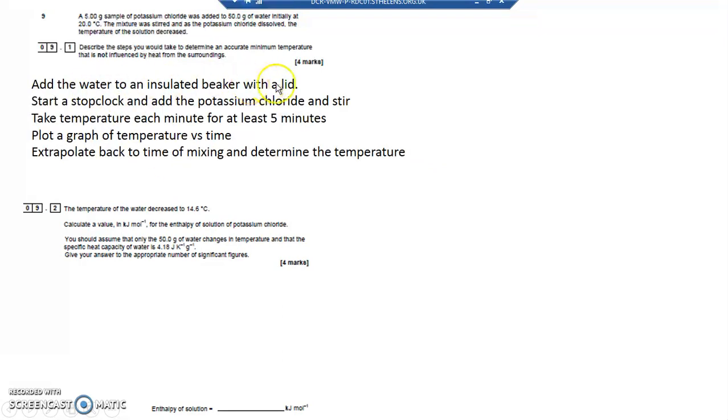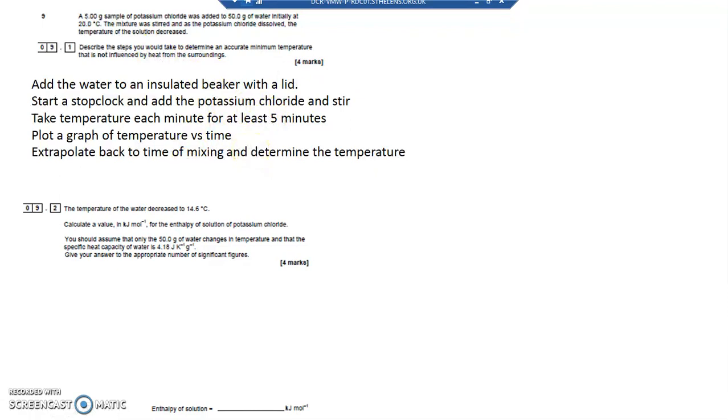You add the water to the insulated beaker with a lid, and you start the stop clock, add the potassium chloride and stir. So you don't need to work out the initial temperature. Take the temperature each minute for 5 minutes. Plot a graph of temperature versus time, and then extrapolate your line back to see where it hits the time when you added the potassium chloride. And then just take that temperature. So you're not even asked to work out the temperature change, so work out the new temperature, take away 20 degrees C. All you're asked to do is extrapolate the line back and calculate the temperature when you added the potassium chloride.